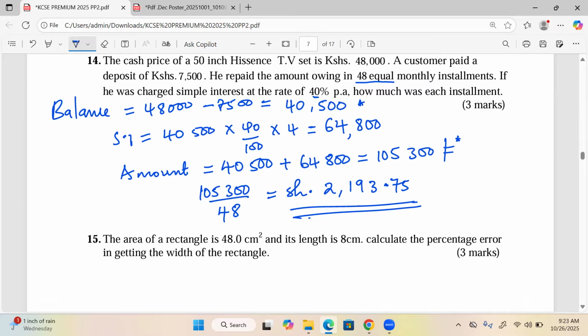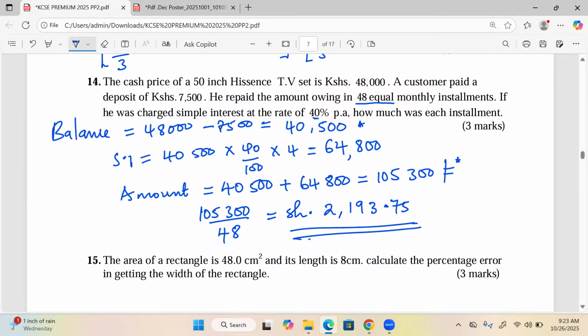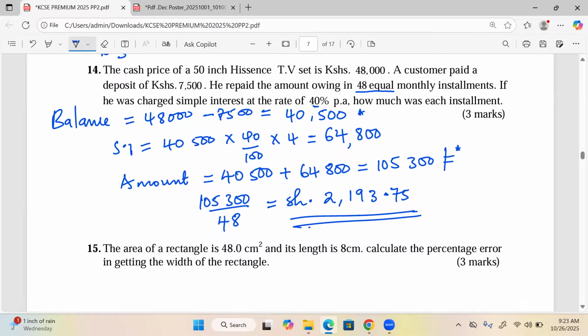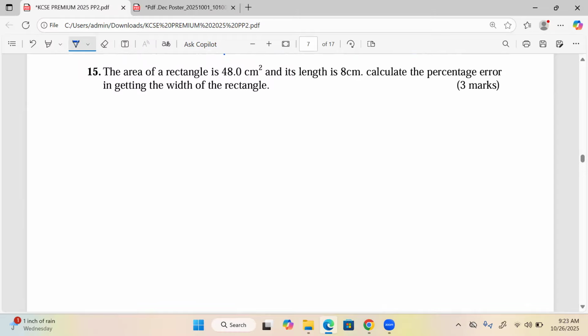Sometimes the interest earned by this balance is usually compounded. So just read along so that you may know the type of interest according to each question. Number 15, ladies and gentlemen, the area of a rectangle is 48.0 square centimeters and its length is 8 centimeters. Calculate the percentage error in getting the width of the rectangle.